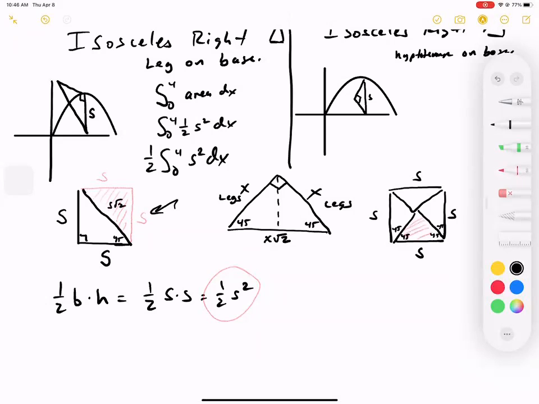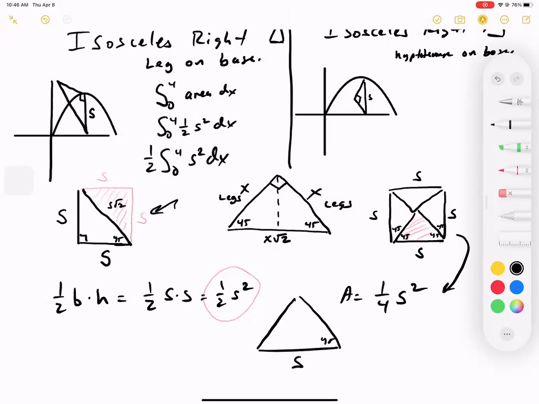But how much area is my triangle versus a square? It's only 1/4 S squared. That is the area when we have our hypotenuse sitting on the base. If you don't like yourself and you actually want to go for it, here's another way of looking at it.